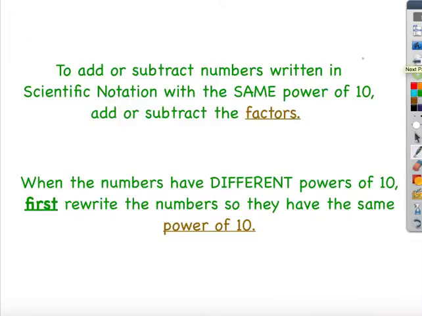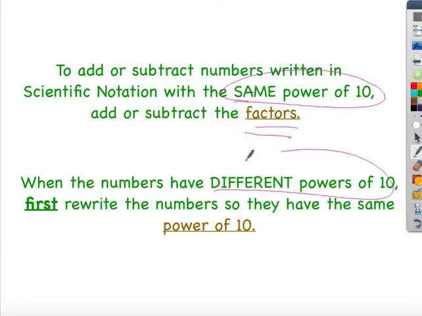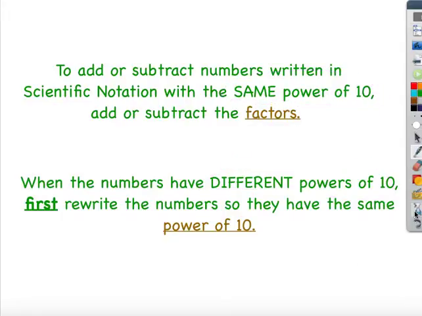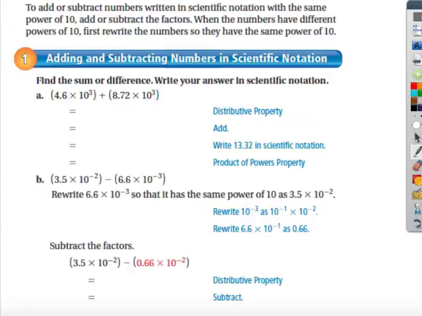Okay, to add or subtract numbers written in scientific notation with the same power of 10, we are simply going to add or subtract the factors. When the numbers have different powers of 10, we must first rewrite them so that they do have the same power of 10. Okay, I left those notes at the top of this page. We're going to work two examples.